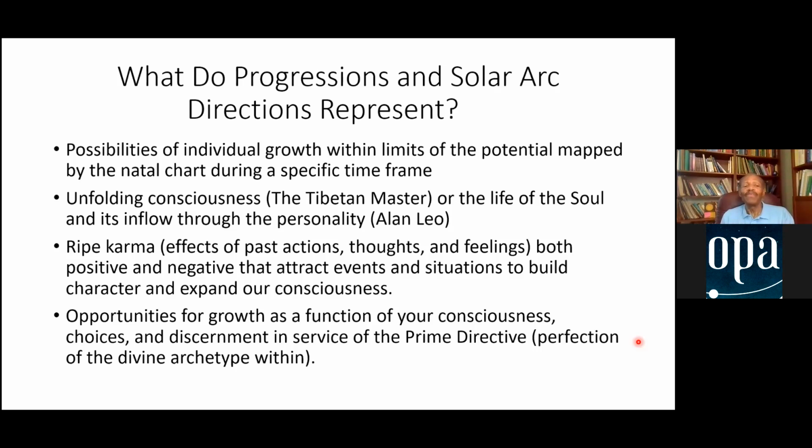We can think of the secondary progress chart as representing right karma, or the effects of past actions, thoughts, and feelings, both positive and negative, that attract events and situations to build character and expand our consciousness. The progress chart and solar arcs show opportunities for growth as a function of your consciousness, choices, and discernment in service of what I call the prime directive, which is the perfection of the divine archetype within.